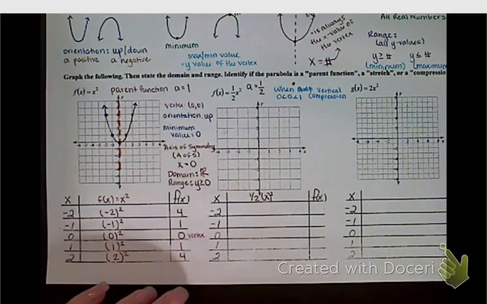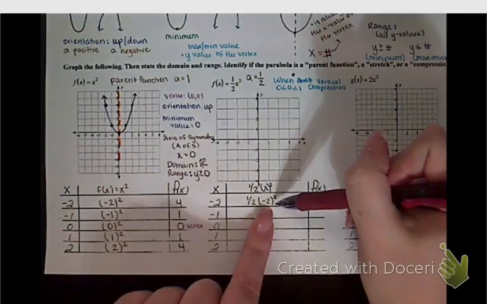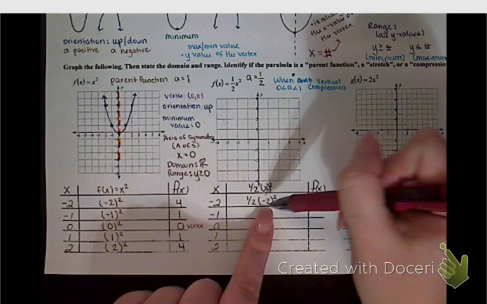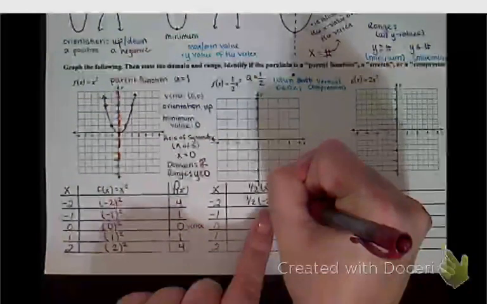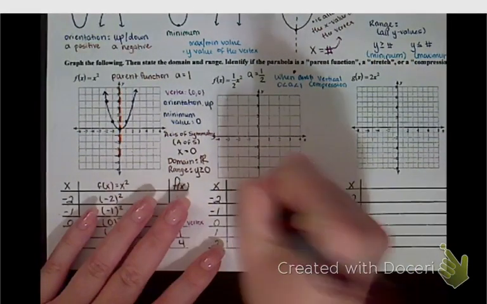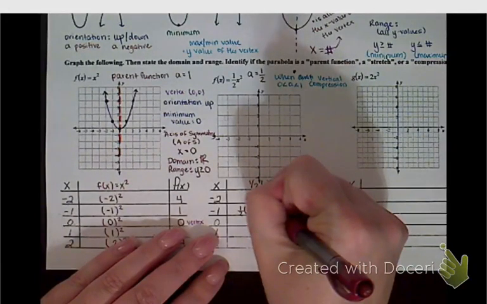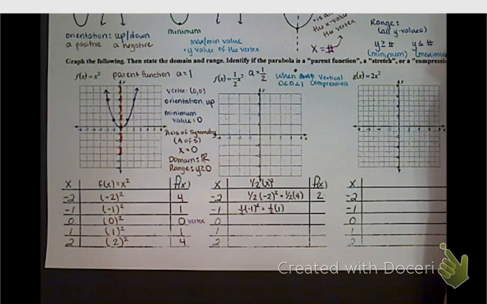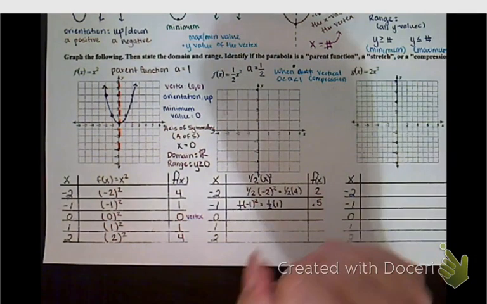So I want to fill in 1/2 x squared. So 1/2 and then -2 squared. Make sure you are doing the -2 squared first. So -2 squared is 4. And then 1/2 times 4, or half of 4, is 2. Okay. 1/2 times -1 squared. So I really have 1/2 times 1, because -1 squared is 1, and half of 1 is 1/2. Or I'm going to put 0.5 here because it will be easier for us to graph.